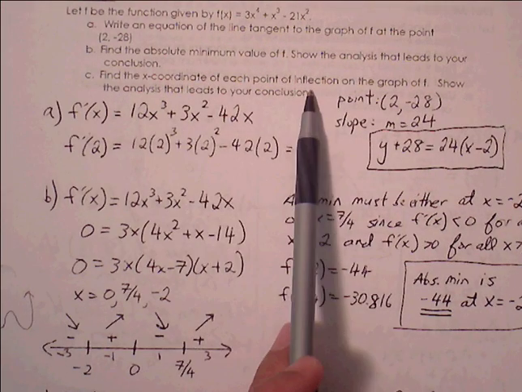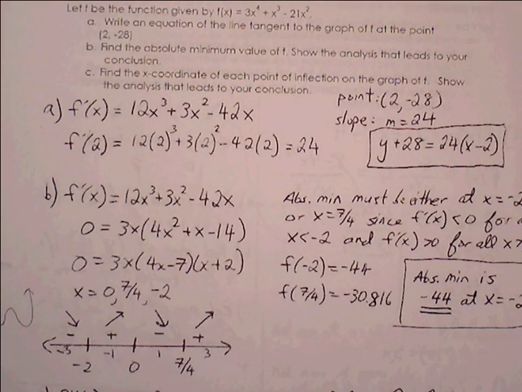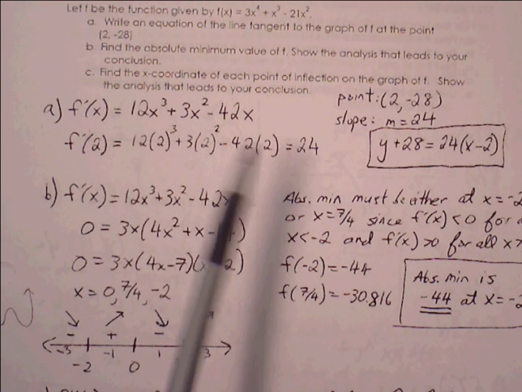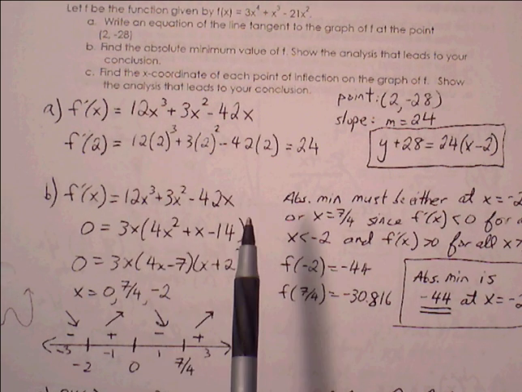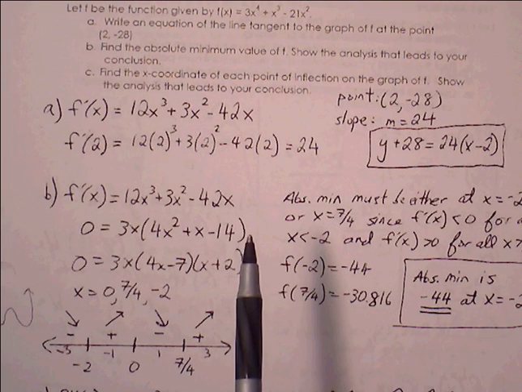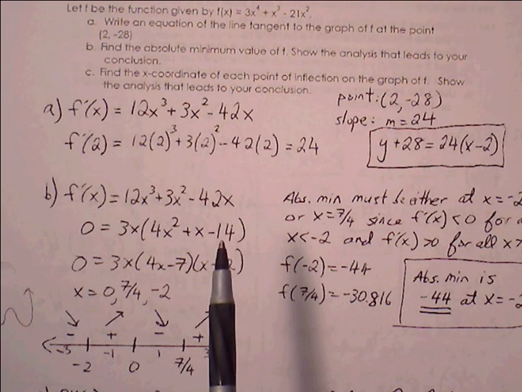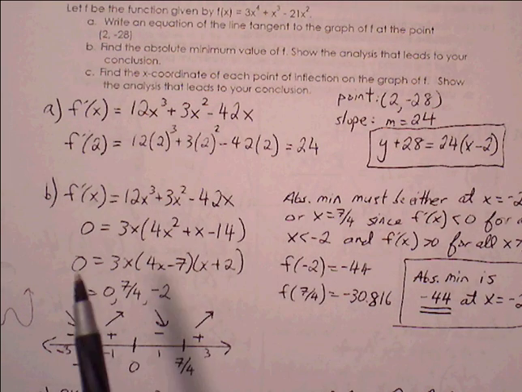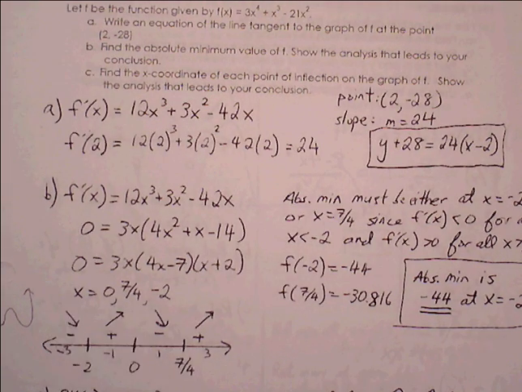All right, part C. Find the x-coordinates of points of inflection. If we want to find the points of inflection, we need to first find the second derivative, and from the second derivative we can find the critical points. From the critical points we can plug them onto a sign line, test each interval, make sure there's a change in signs at each of the intervals, and then confirm whether there are points of inflection.